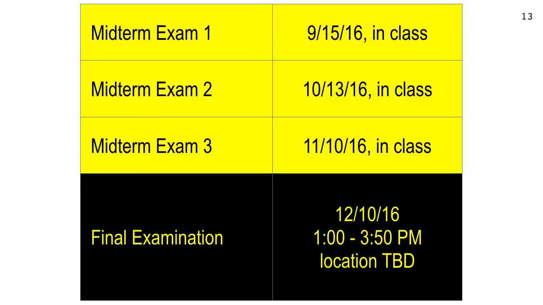Now, we don't have the location yet. As I mentioned, it could be this room. It could be over in Classroom Building 1. They might put us in Visual Arts. It just depends. But we'll try to get both classes, both lecture sections, fairly close together so we don't have to run around like the proverbial chicken with its head cut off. Questions about this?